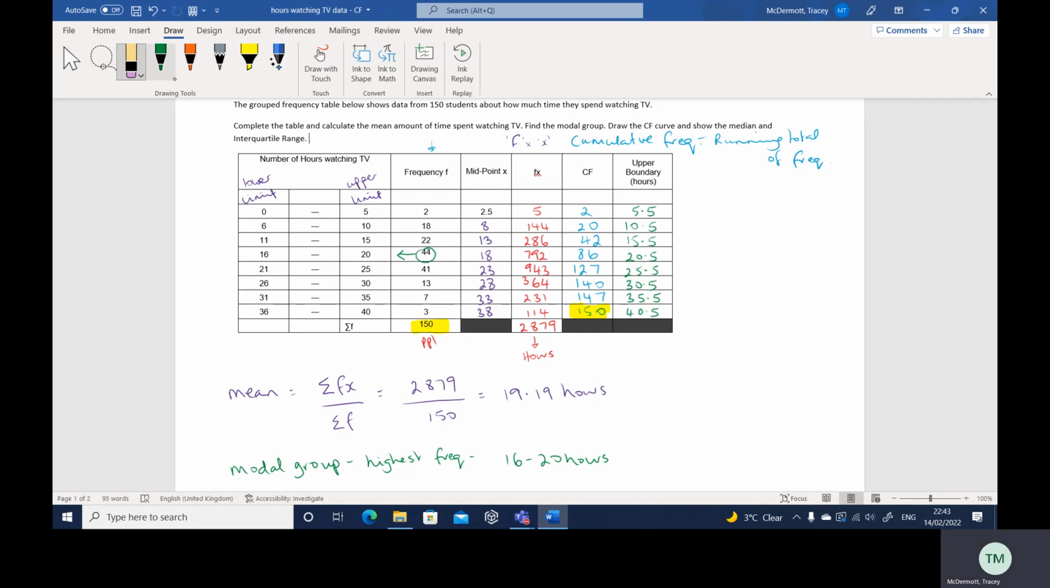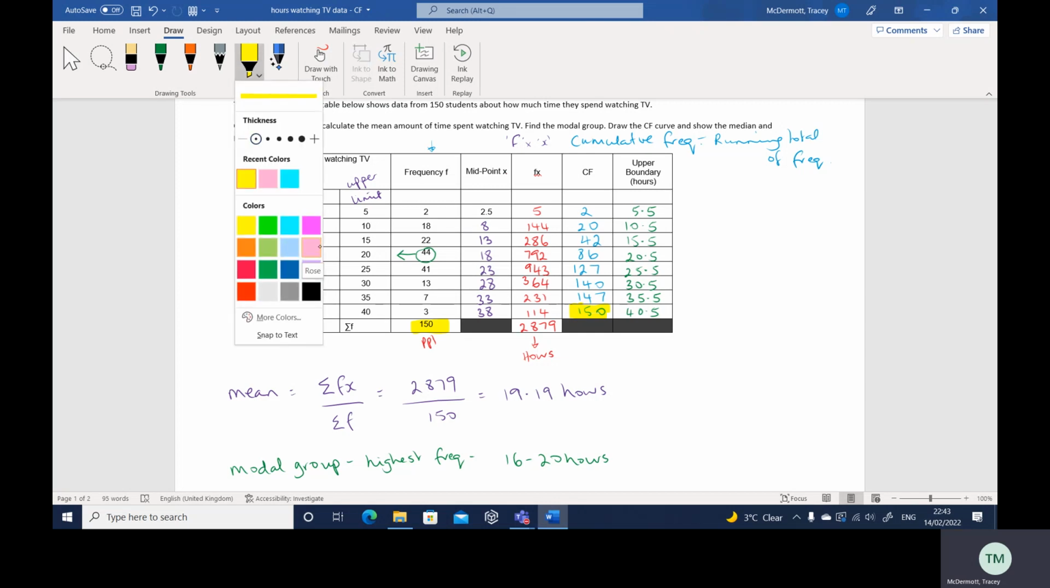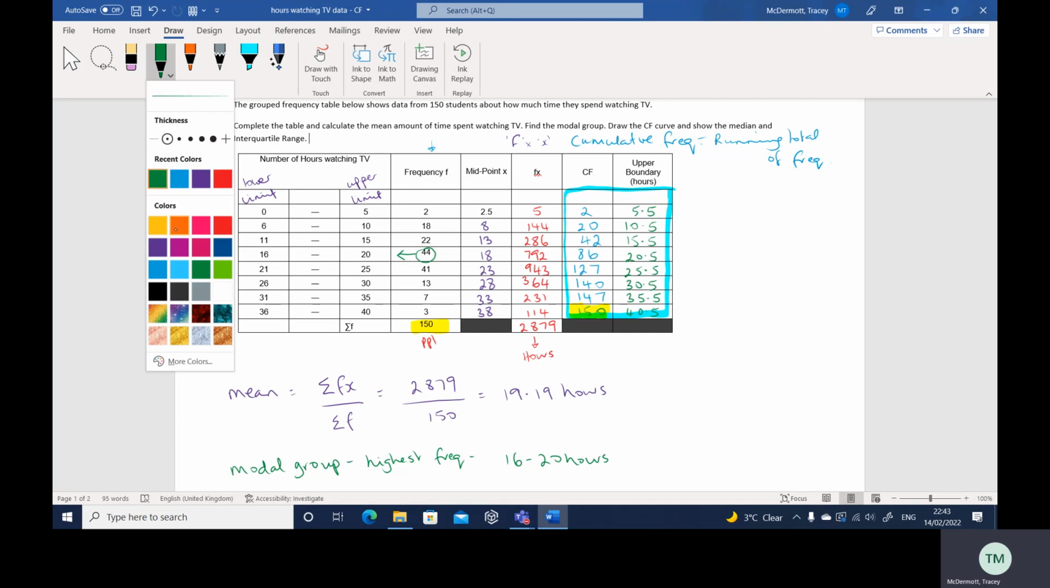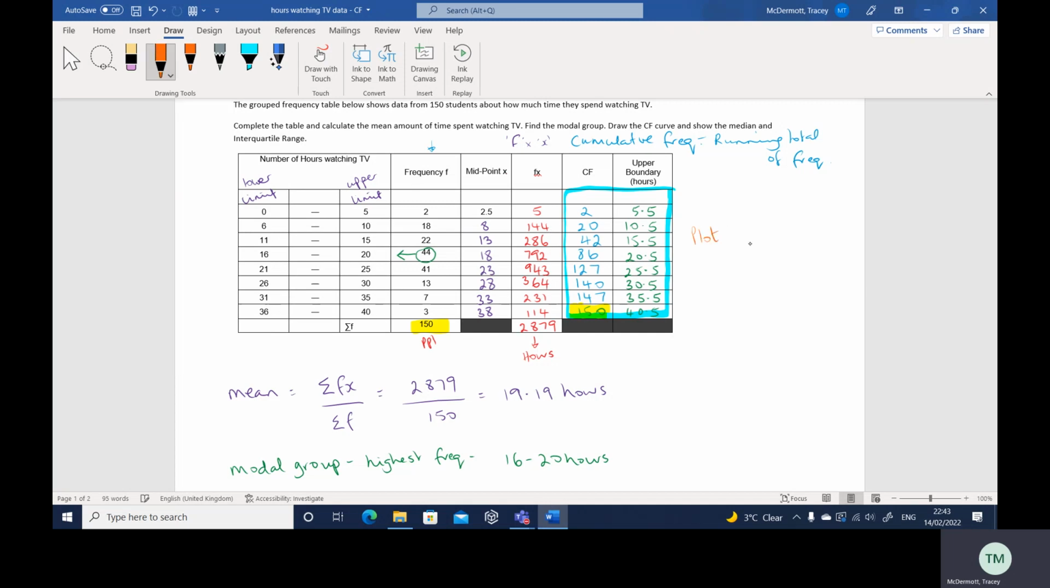Now we've got 2 pieces of analysis done. We've got the mean and we've got the modal group from the earlier parts of the table. To find the missing 2 pieces of analysis, so to find the median and to find the interquartile range, we have to look at these 2 columns here now. The CF column along with this upper boundary. And it's these 2 columns that we're going to plot on the chart next to show the cumulative frequency curve. So we're going to plot the CF curve.